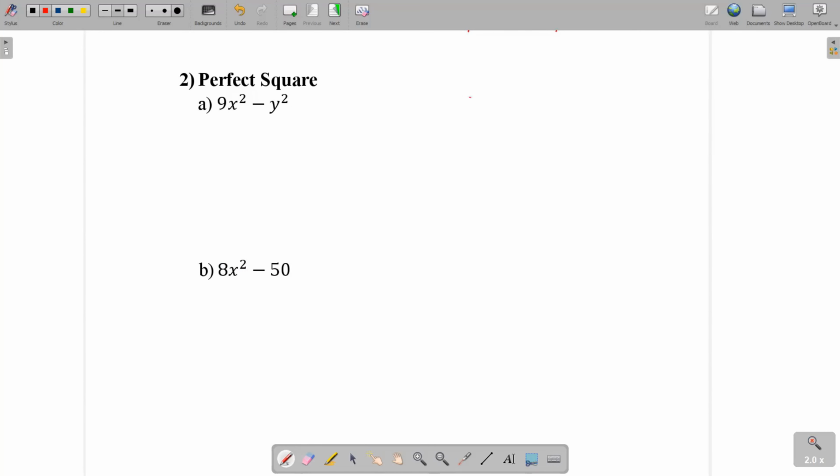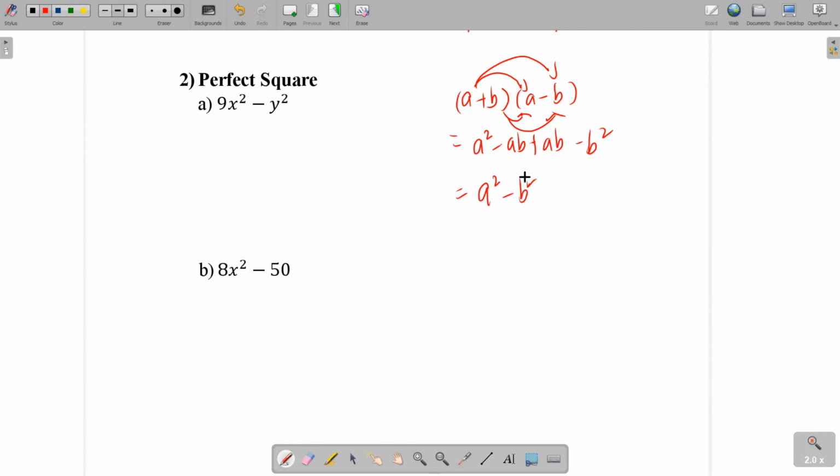Okay, we have A plus B, A minus B. So we do expansions for this. A times A, we get A squared. A times negative B, we get negative AB. B times A, we get positive AB. B times B, we get negative B squared. So now let us simplify this. We are left with A squared minus B squared.